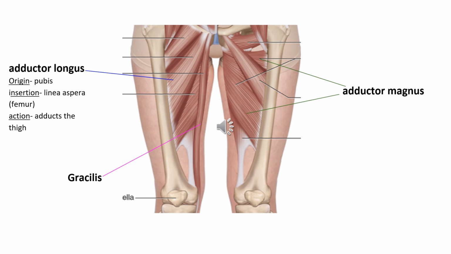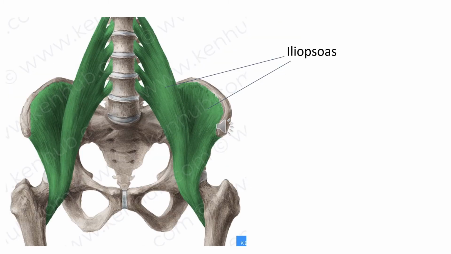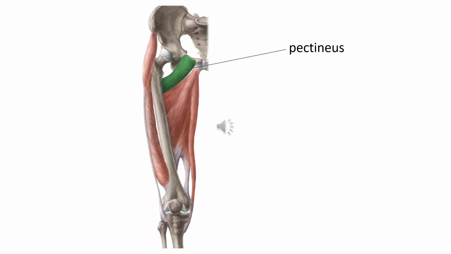This is the adductor magnus. Its main actions are to adduct and flex the thigh, and to also extend the thigh. This is the iliopsoas, or the iliacus, and its main actions are to flex the thigh at the hips and to stabilize the hip joint. This is the pectineus. Its main actions are to adduct and flex the thigh at the hip.